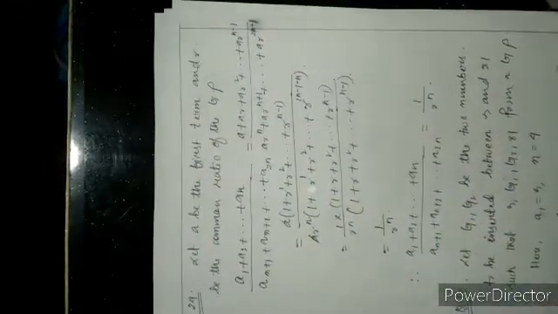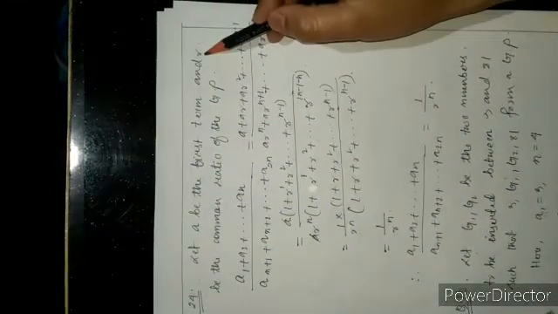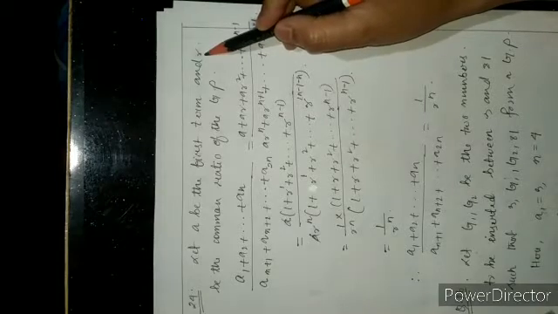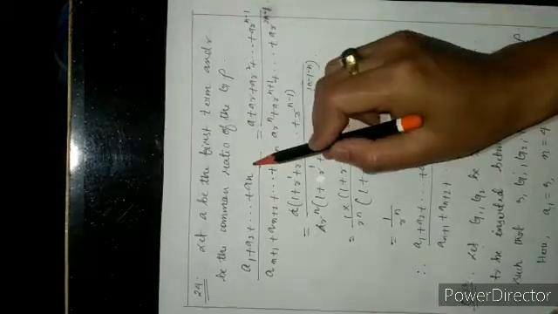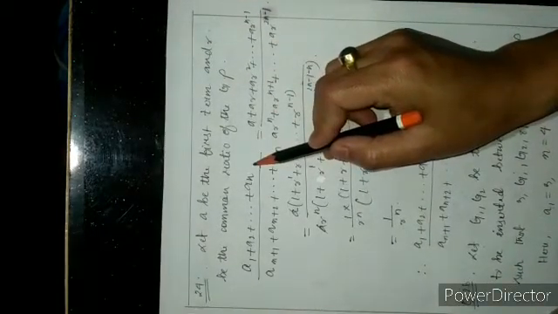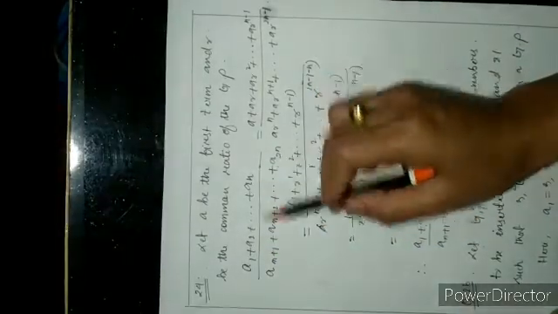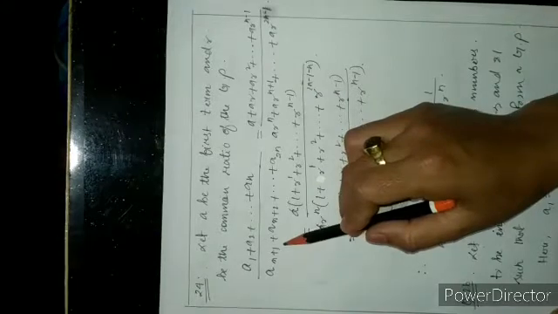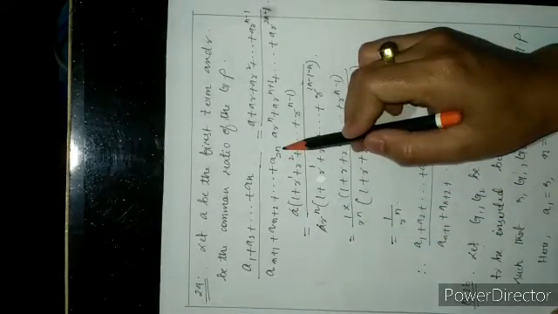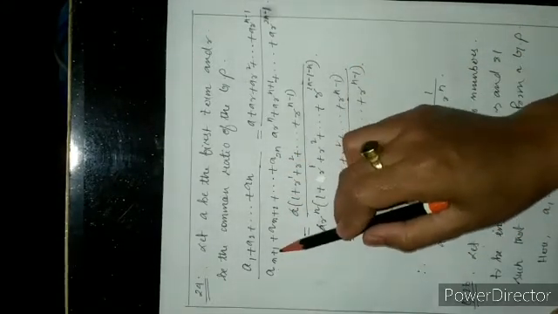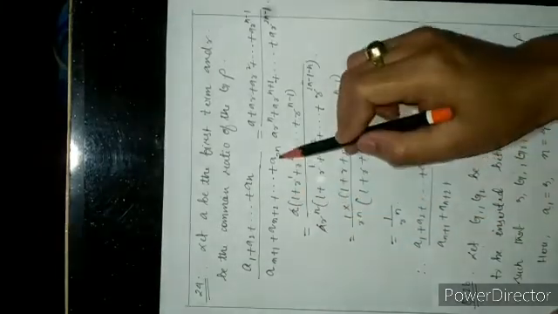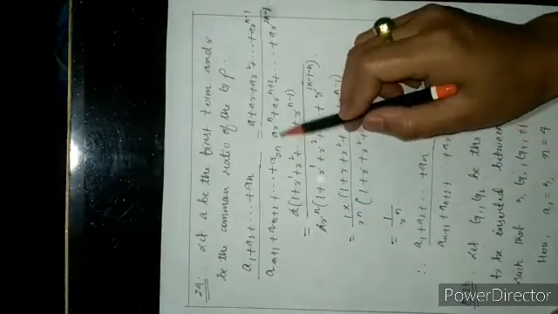Question number 24. Let us suppose that a be the first term and r be the common ratio of the GP. Then we have to write the sum of the first n terms. Sum of the first n terms is equal to A1 plus A2 plus AN divided by the sum of the terms from n plus 1 to 2 times of n terms, which is denoted by AN plus 1, AN plus 2, and last term is A2n.